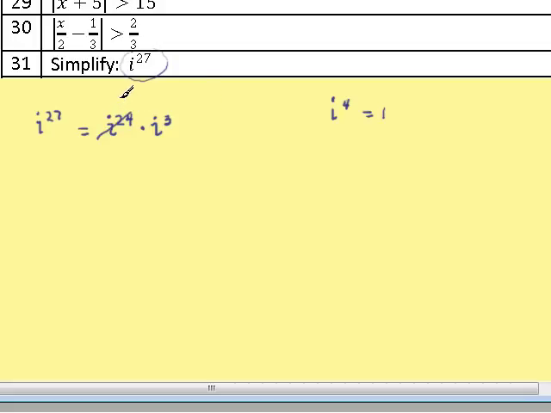Now this is 1. So we're just down to i cubed. Let's also remember that it's important to remember that i squared is negative 1. So i cubed is i times i squared. And this is negative 1, so here we have negative i.